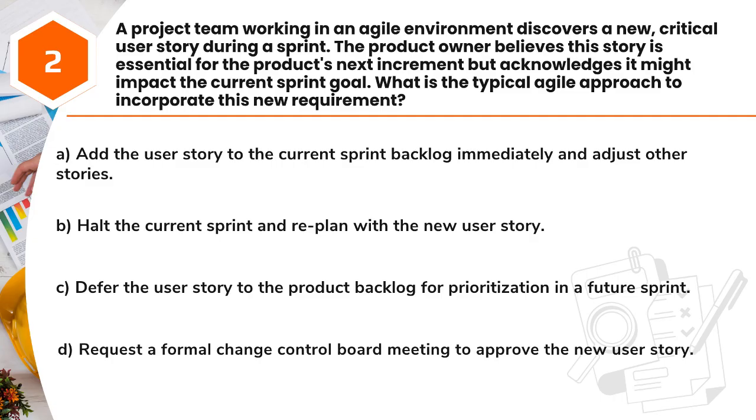A. Add the user story to the current sprint backlog immediately and adjust other stories. B. Halt the current sprint and replan with the new user story. C. Defer the user story to the product backlog for prioritization in a future sprint. D. Request a formal change control board meeting to approve the new user story.